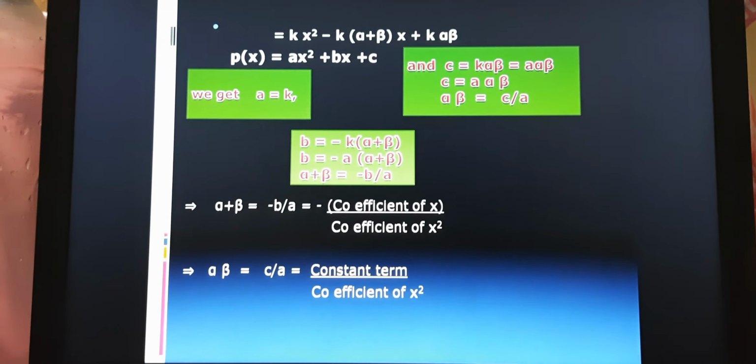Right. Next, we'll go with the x coefficient. The x coefficient is what here? b. b is equal to what we have in this equation? We have minus k into alpha plus beta. This b is equal to minus k into alpha plus beta. As we know, a is equal to k, so in place of k, we can take a. So b is equal to minus a into alpha plus beta.